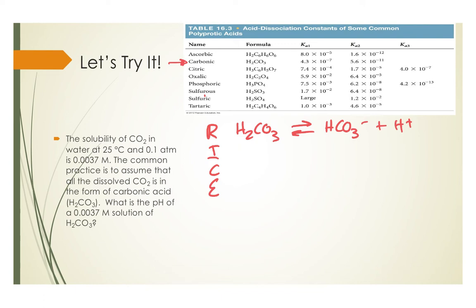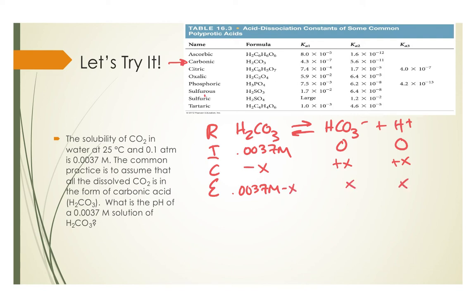Those are more than 10 to the negative third apart, so we can just go ahead and assume that all of the important equilibria for determining the concentration of H plus is going to be based off of that first equilibrium constant. All right, so initially they told us that this is 0.0037 molar. We know that this will start at 0 and 0. Based on concentrations, this is minus x, plus x, plus x for the stoichiometry, which then gives us 0.0037 molar minus x, and x and x.